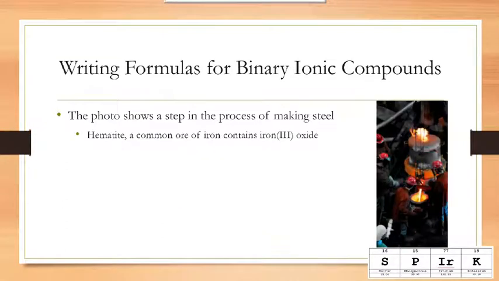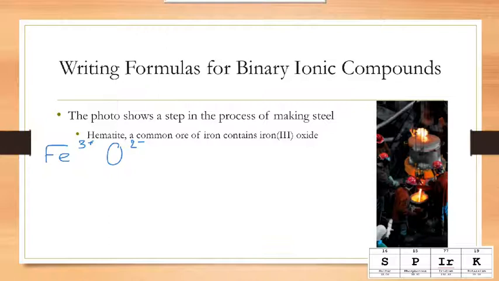So over here we have a photo that shows a step in the process of making steel. And what they're currently making in this step is hematite, which is a common ore of iron that contains iron(III) oxide. When we talk about iron(III) oxide and writing the formula for that, we know that iron(III) tells us that we have the Fe3+ ion, and oxide is our O2- anion. But we can see that these are not going to add up to give us 0, right? Plus 3 and minus 2 do not combine to give us 0.